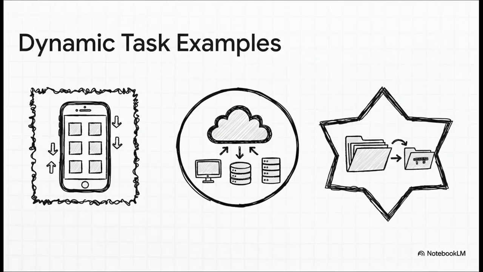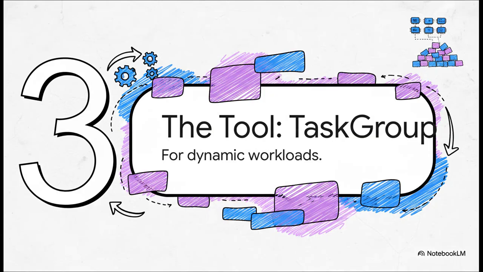And this isn't some weird edge case, right? This is everyday stuff. Think about downloading all the photos from a gallery. Or a user uploads a zip file with a bunch of documents you need to process. Or you get a list of API URLs and you need to hit every single one. These are dynamic workloads, and you need a dynamic tool. And this is where our hero, the Task Group, steps onto the stage. It is purpose-built to solve this exact problem of dynamic, unpredictable concurrency.